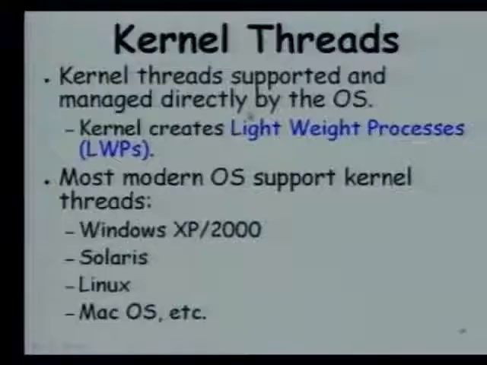Now, let us look at what is a kernel thread. A kernel thread is supported and managed directly by the operating system. So, you request to create a thread by using a thread library, and then the kernel creates lightweight processes or threads called LWPs. Most of the modern operating systems support creating kernel threads. Windows, Solaris, Linux, Mac, whatever you can name, they all support creating threads.